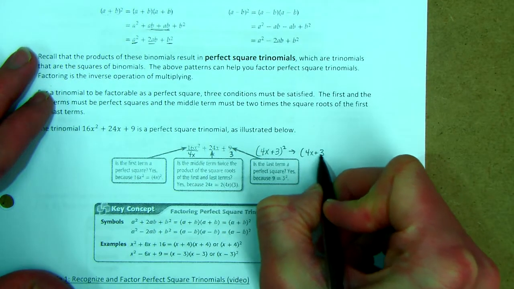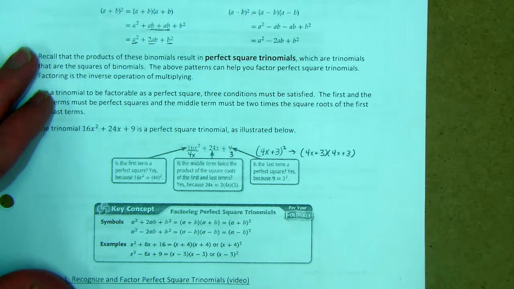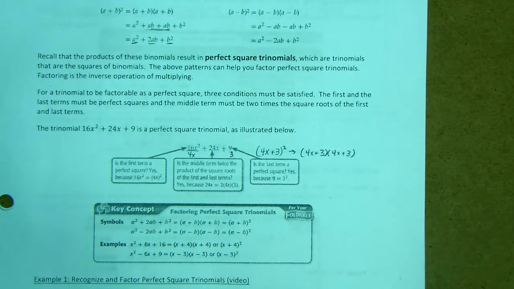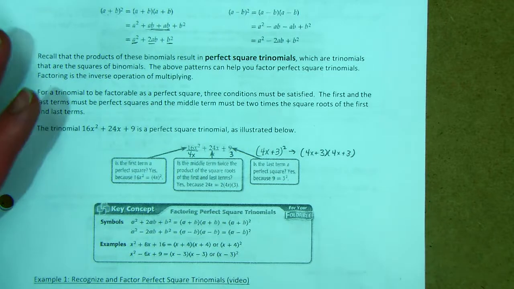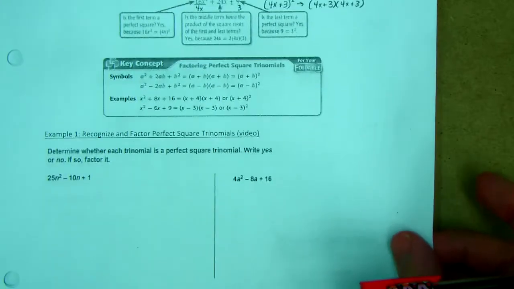Okay, so we are going to be introducing all kinds of stuff, including that perfect square trinomial. So the first part is just identifying whether or not it is a perfect square trinomial. Write yes, and if it's yes, you factor it. If it's not, you're done.